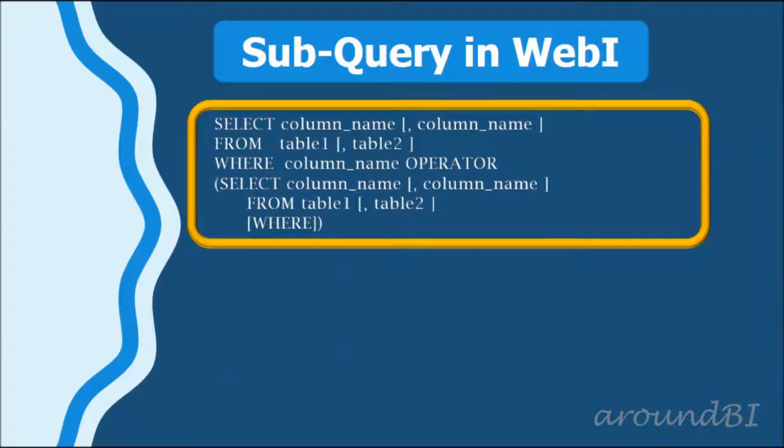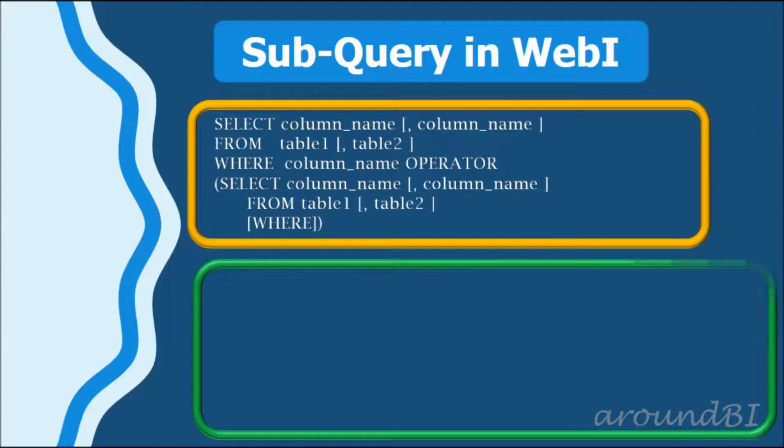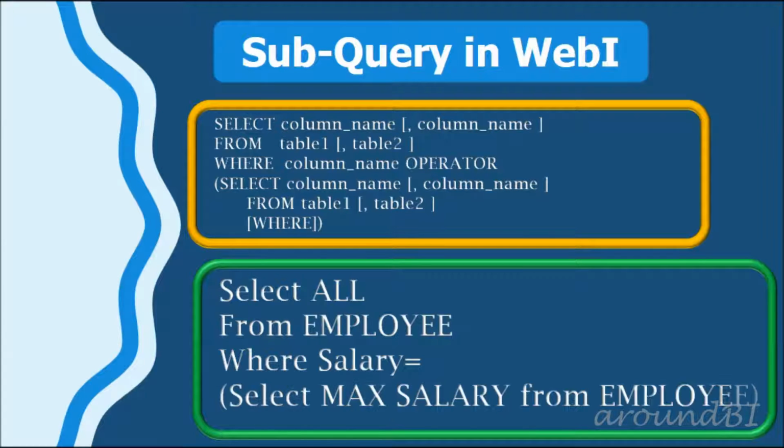The syntax of a subquery used in the where clause is as here. Select the list of column names from table one or more than one tables, where column name and your operator, and then the subquery, just like this. Let's see how we can implement this in Web Intelligence. We will start with a basic requirement.